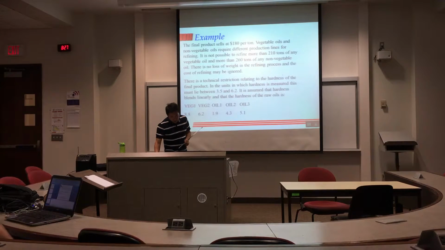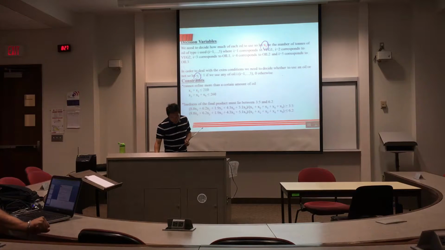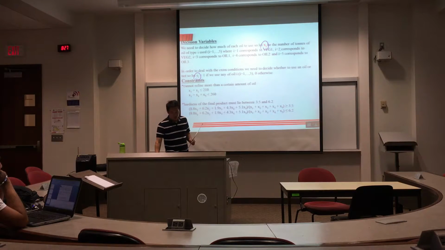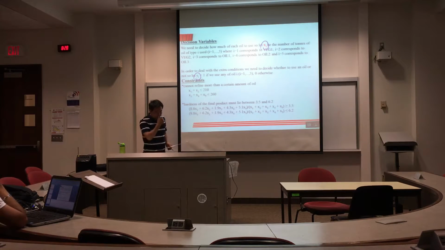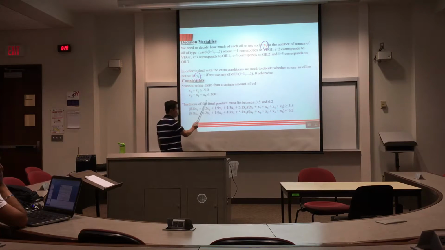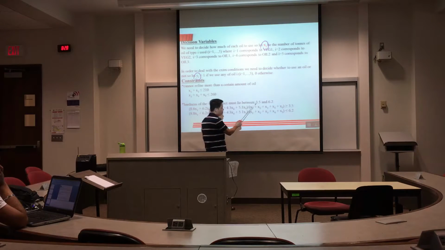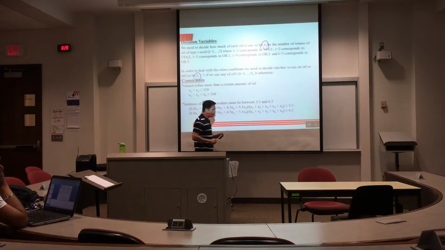Where is it? Yeah, so if i equals 1, that means veg 1, i equals 2 means veg 2, i equals 3 means the non-vegetable oil 1, and so on, right? So that is that. Now, the hardness of the final product must lie between 3.5 and 6.2.